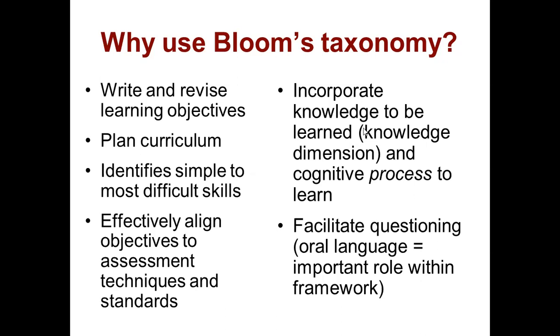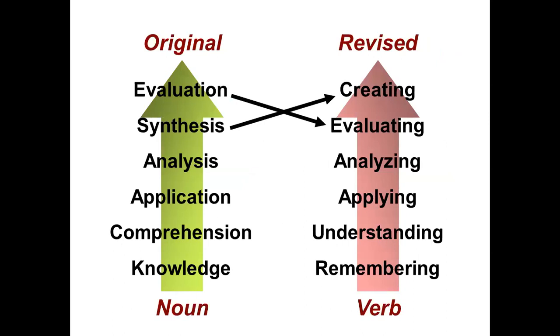So why do we need Bloom's taxonomy? To write and revise learning objectives, plan curriculum, identify simple to most difficult skill levels, effectively align objectives to assessment techniques and standards, and incorporate the knowledge to be learned and the cognitive process to learn. It also facilitates questioning. Oral language plays an important role within the framework. Questioning is very important in the knowledge development of students. So here we have the original version of Bloom's taxonomy and the revised one. In the original, we have nouns like knowledge, comprehension, application, analysis, synthesis, evaluation.